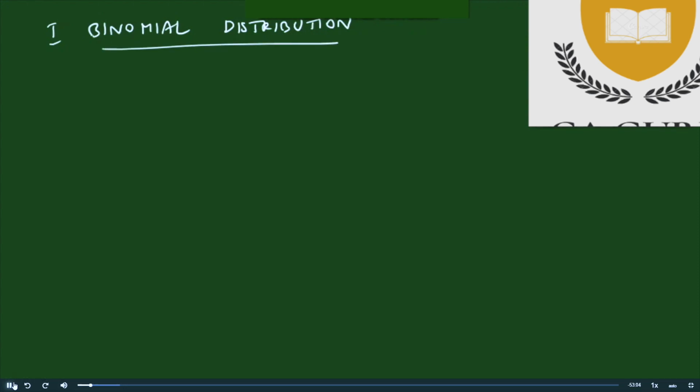I will first explain to you what is the need for a binomial distribution. So for example, let us take the case of a toss of a coin. If I toss a coin, either I get a head or I get a tail. These are the two possibilities. So it is quite simple for me.